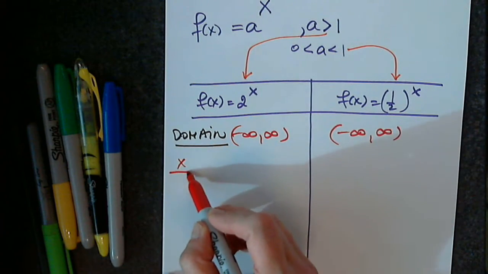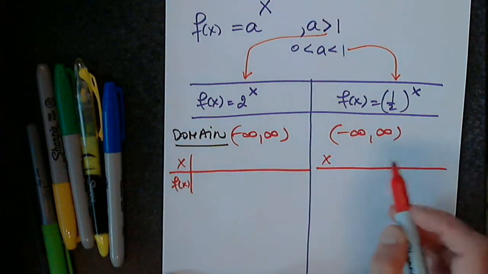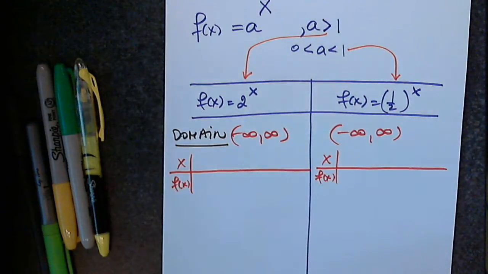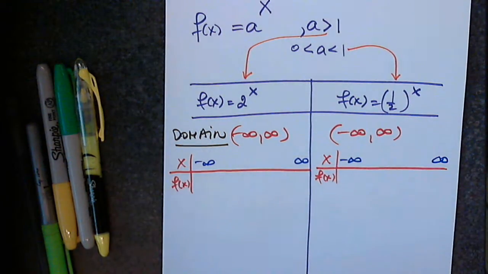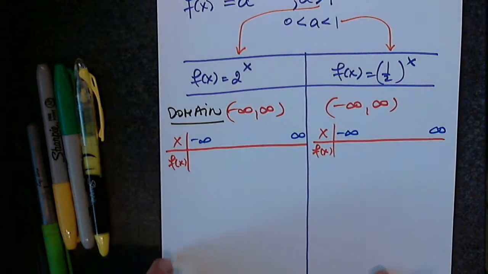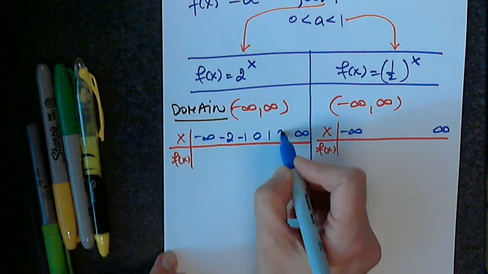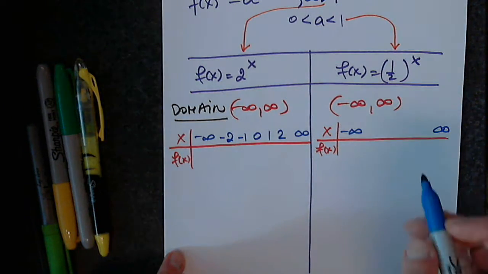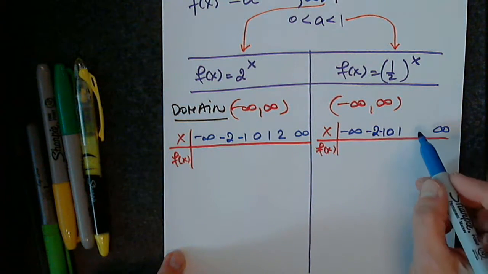I start a chart. x, f of x for both. You already told me the domain, so I'm going to put it in the chart. It's between -infinity and infinity. And I am going to pick some x values. I will pick -2, -1, 0, 1, and 2. You can say, that many? Yeah, to see the shape the first time, yes, I would pick that many.